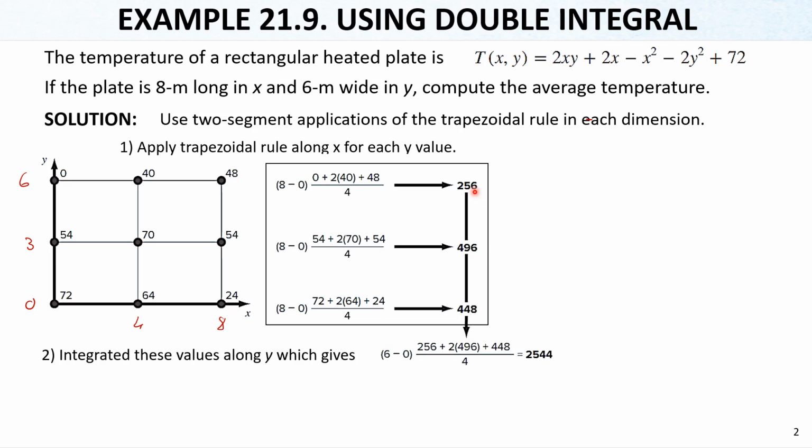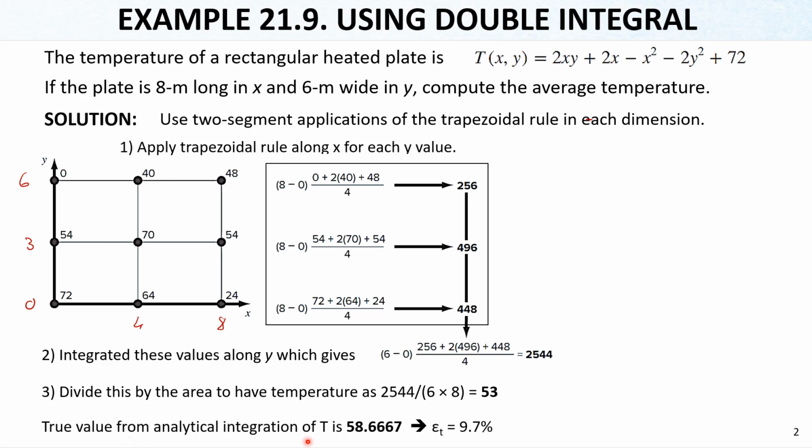If we integrate this, here one trapezoidal rule and here one trapezoidal rule, which gives us 6 minus 0 because the y values are 6 and 0, and the final result is this, and this is the denominator. The denominator is the differences, so 8 minus 0 and 6 minus 0, and when we divide by that, it will give us the average temperature. So divide this by this one, and the average temperature is 53.